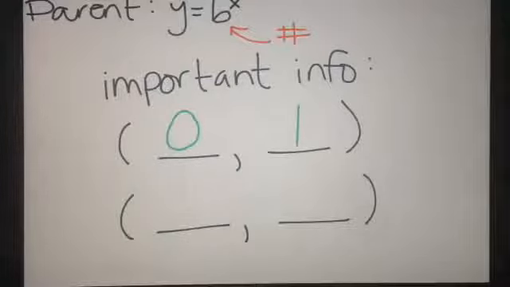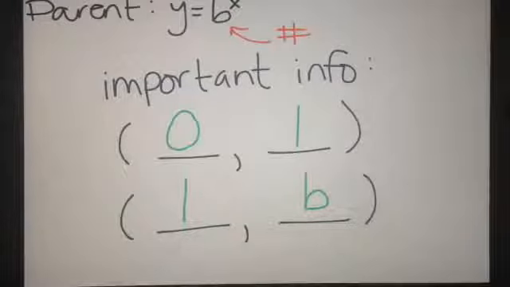The second thing I know is that if I plug in 1 for x, a base to the exponent of 1 is just whatever number the base is. So 3 to the 1 is 3, 4 to the 1 is 4, 1/2 to the 1 is 1/2. And so that's another piece of information we will always know, is if I plug in 1, I'm going to get whatever the base is.